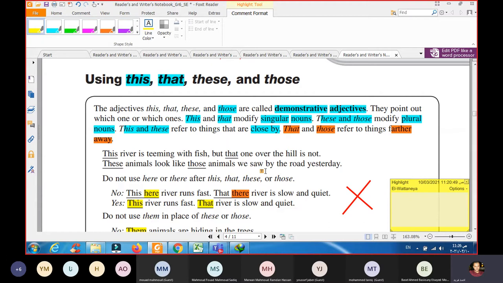Okay. Yusuf Mahmoud, can you make some effort to explain this again? Are you here? Yes. Okay, again, explain the function of this and that, these and those. What is the function of them? How can I use them? You can use them in sentences and use these words to make the sentence make more sense.